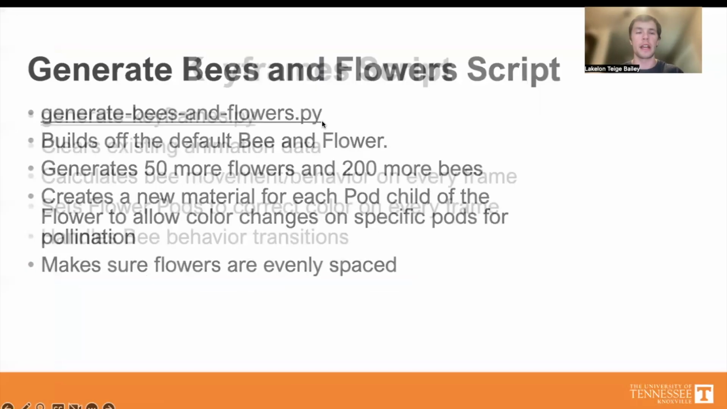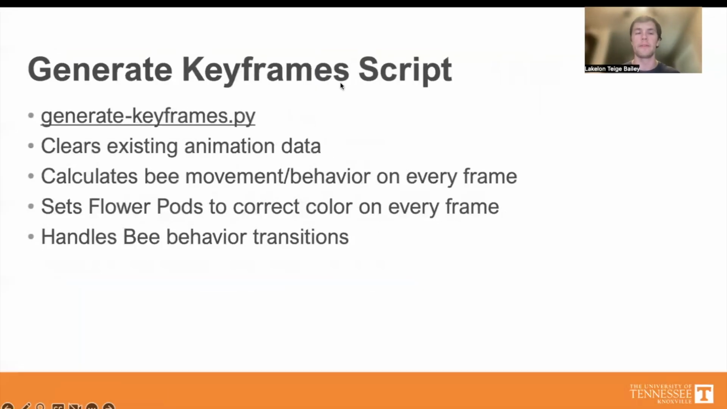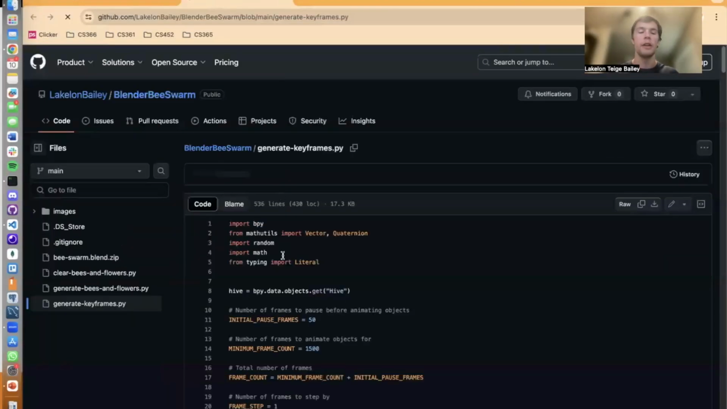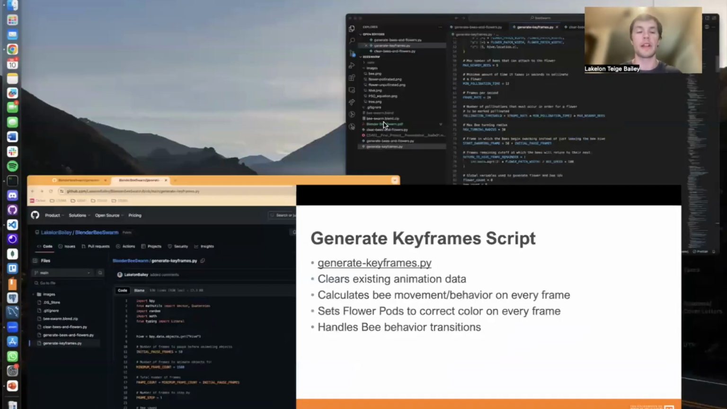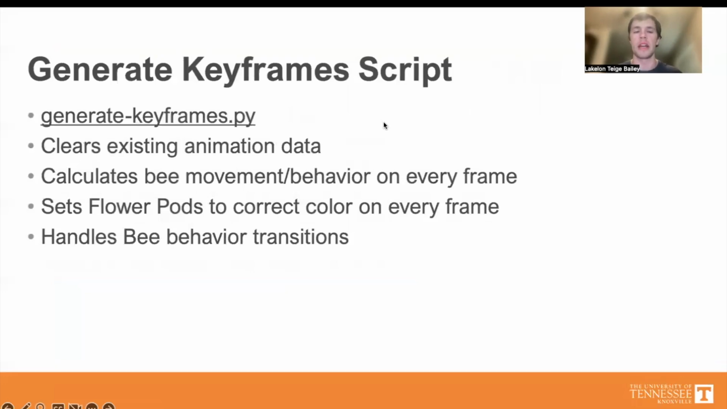So moving on to the next script, the generate keyframe script. This is the general body of the animation. In this script, I generate all of the animation data for each of the bees and the flowers. The only animation for the flowers being their pod changing from blue to yellow when they become pollinated.